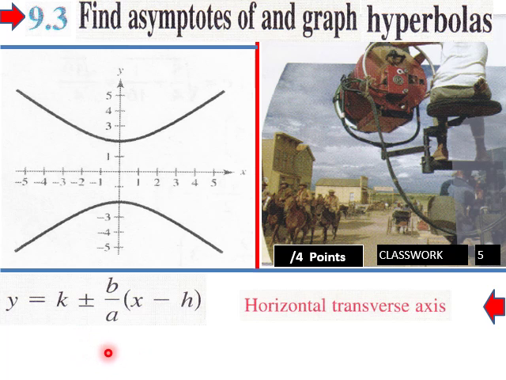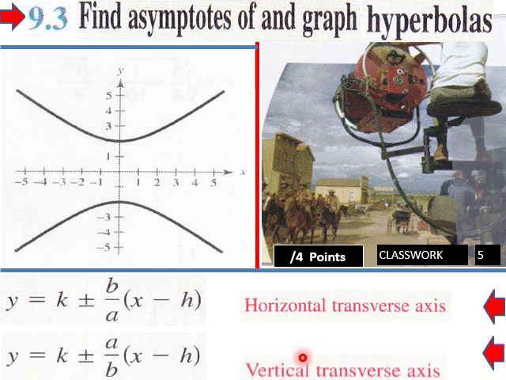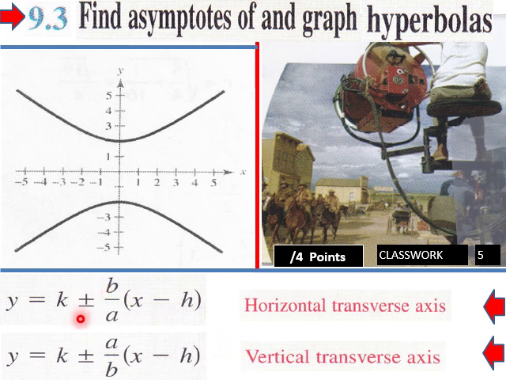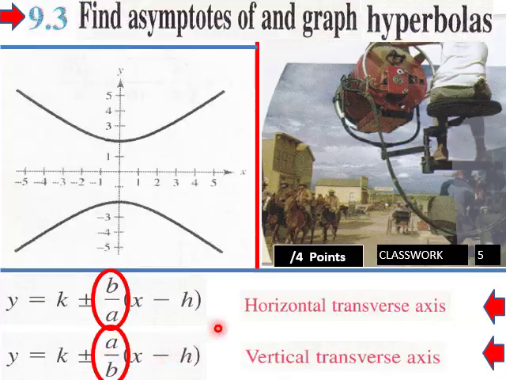So y equals k plus or minus b over a times quantity x minus h. That would have a horizontal transverse axis. And then this one will have a vertical transverse axis. We switch our fraction out here, and that changes the way our axis is oriented. It will be a over b for a vertical, and then b over a will be a horizontal transverse axis. There's your difference there, b over a versus a over b.